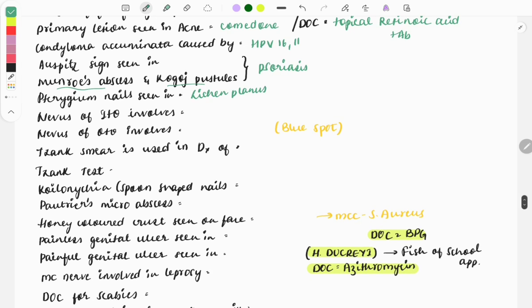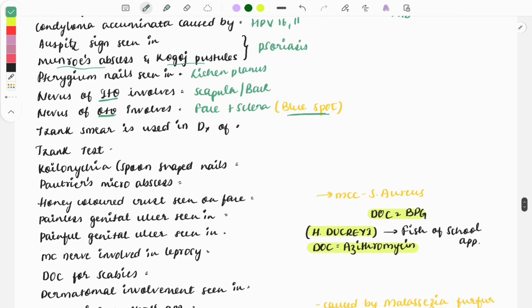Then nevus of Ito and Ota. If it is given Ito, I-T-O, then it will involve the scapula or the back. It is a pigmentation seen in the scapula and back, and image-based questions are also asked. And Ota, O-T-A, if it is given Ota, then it will be involving the face and the sclera. So it is a blue spot, hyperpigmentation seen on the face and the sclera. Image-based questions are also asked. So you need to look for the images of this.